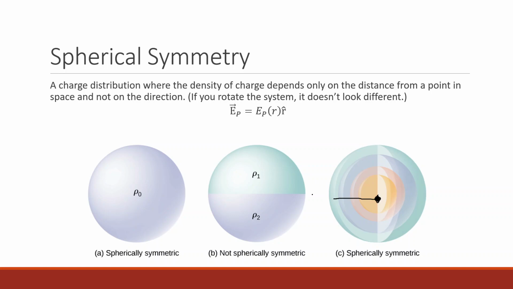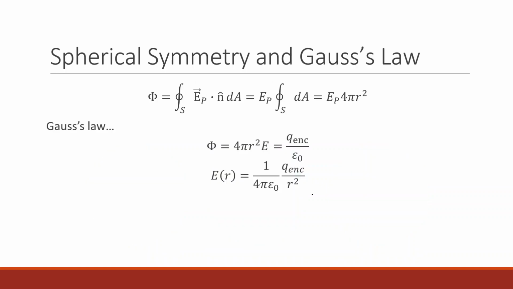Okay? All right. So let's look at spherical symmetry and Gauss's law. So we start with the same idea. We have phi is equal to this surface integral of E, our electric field at some point, dotted into n. And we will end up with our electric field at some point times 4 pi r squared, where 4 pi r squared is our area of the sphere.